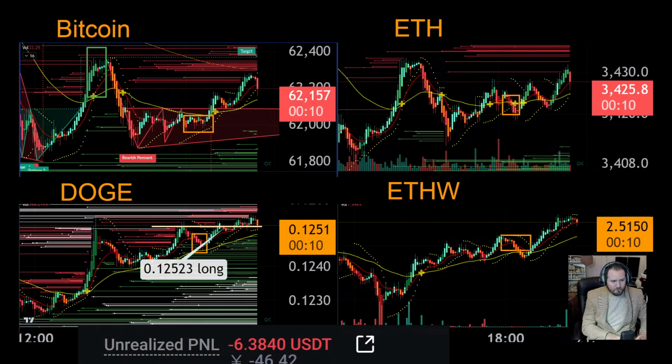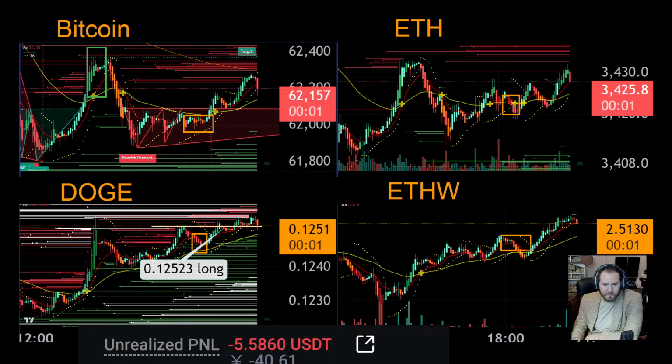Show actual P&L numbers as well. So that's the homework for tonight. I'll put it in the Discord.